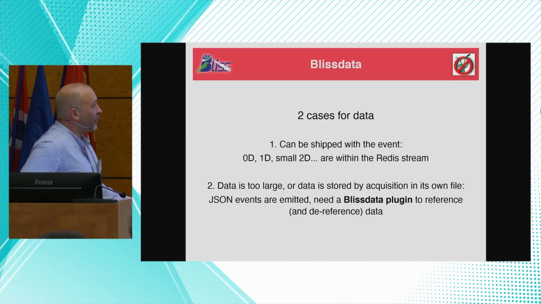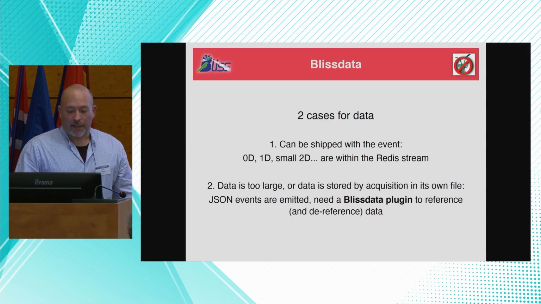Either it can be shipped with the event, or it's too large, or it's stored by the acquisition in its own file, for example. And in this case, we only emit JSON events. In order to interpret the events, there is need for a Bliss data plugin to reference or dereference the data.